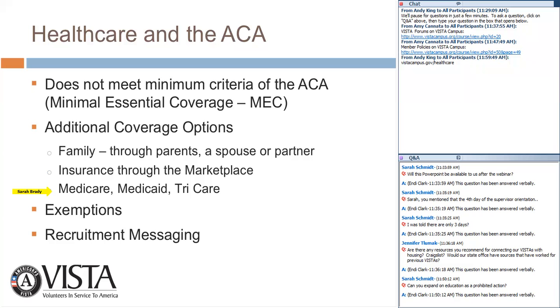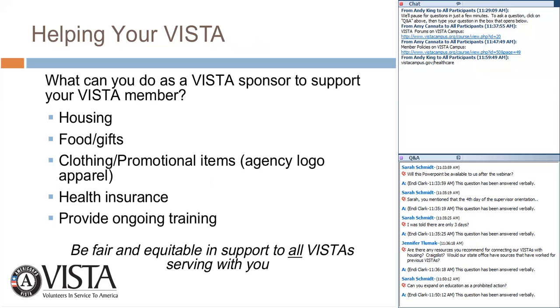In regards to the member benefits, terms, and conditions, a lot of sponsors have a deep interest in helping their VISTA members. And so there are a lot of restrictions on what you can do for VISTA members as a sponsor. And so we just want to highlight a couple of items.